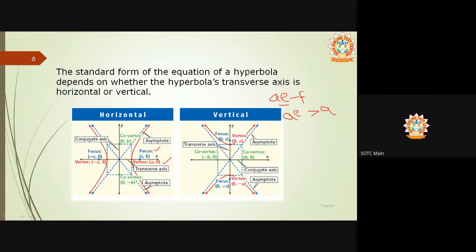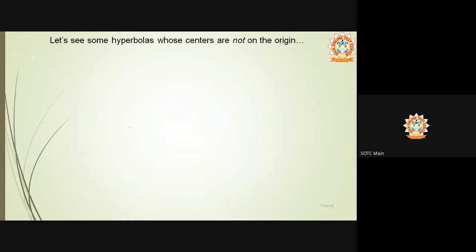So next, there are two terms here, transverse axis and conjugate axis. In case of your ellipse, that is major axis and minor axis. So the same thing here, transverse axis, conjugate axis, remaining same, there is no difference in terminology, right? So you can see the standard equation.